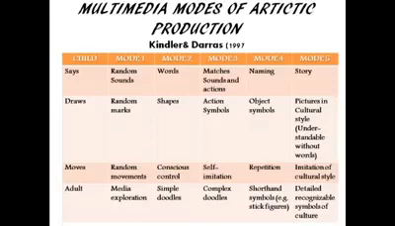Draws: Mode 1, random marks. Mode 2, shapes. Mode 3, action symbols. Mode 4, object symbols. Mode 5, pictures in cultural style, understandable without words. Moves: Mode 1, random movement. Mode 2, conscious control. Mode 3, self-imitation. Mode 4, repetition. And Mode 5, imitation of cultural styles.